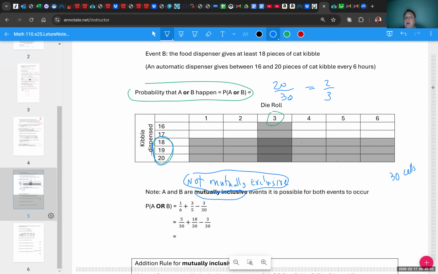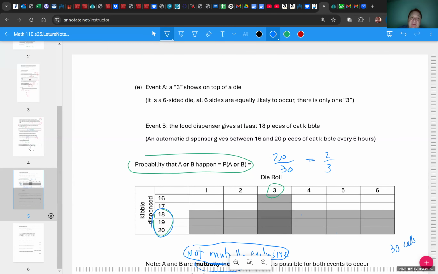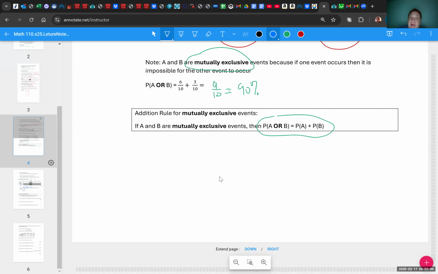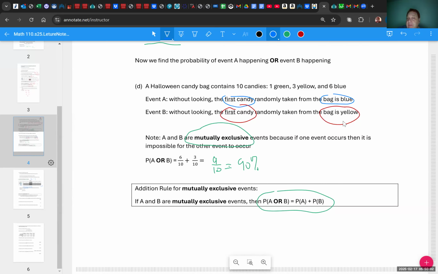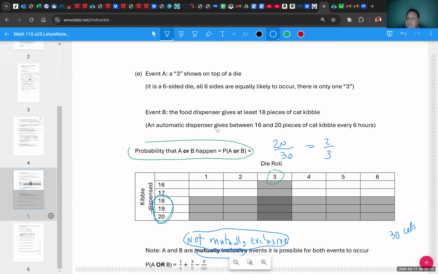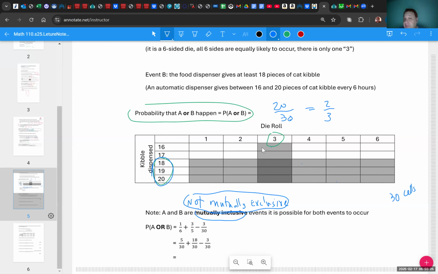Both events could occur. On our previous example, we could not have both the first candy being blue and the first candy being yellow. There's only one candy. It can't be both blue and yellow. So that was exclusive, when they both cannot happen. But now they both could happen. It's definitely possible for me to get a roll of 3. It's definitely possible for me to also get 18 or more pieces of the cat food. So this is not mutually exclusive, or mutually inclusive. So our formula is going to be a little bit different.